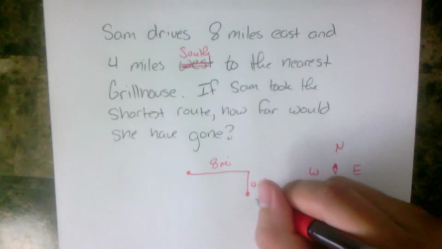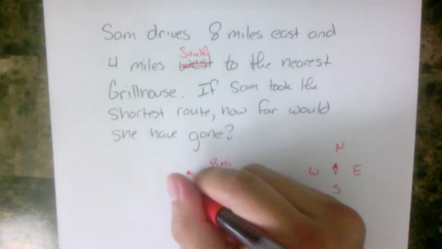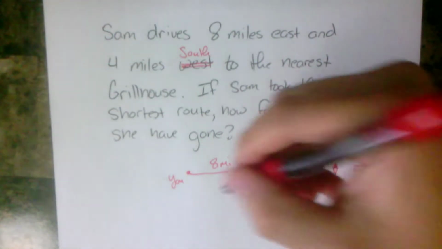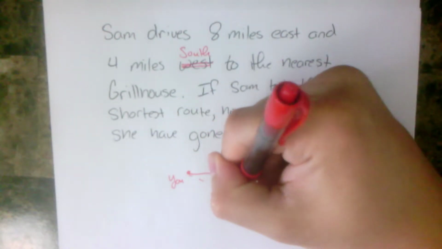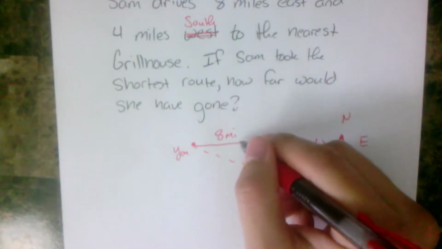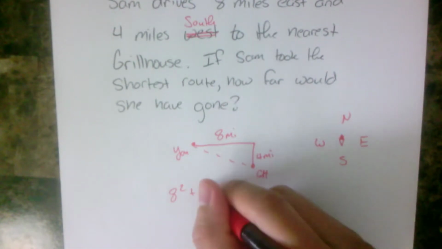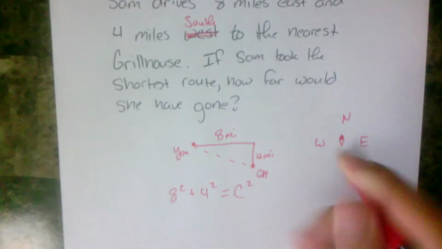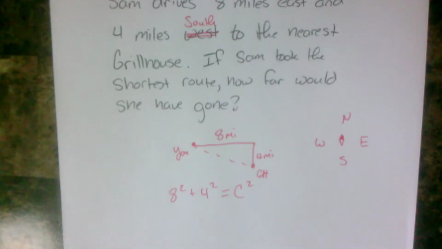So here's the grill house, and then here's you. If you had gone the shortest distance, you'll notice it creates a triangle. So then we do our Pythagorean theorem. 8 squared plus 4 squared equals c squared, and we'd finish out the problem using the same method we did earlier.